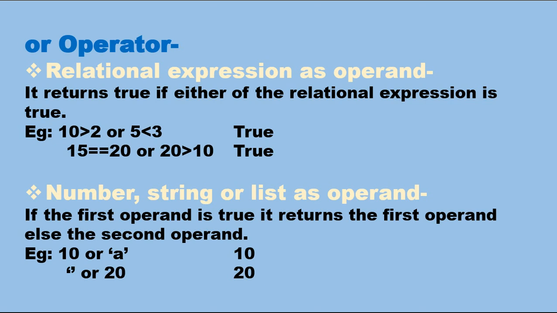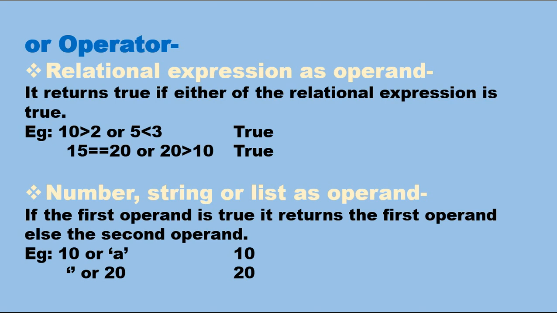Now if this OR operator takes the number, string, or list as an operand, then it will return the first operand if the first operand is true, otherwise it will return the second operand. Now how will we come to know whether the number, string, or list is true? See, in case of number, 0 is considered false. In case of string, empty string is considered false, and the same applies to list, an empty list is considered false.